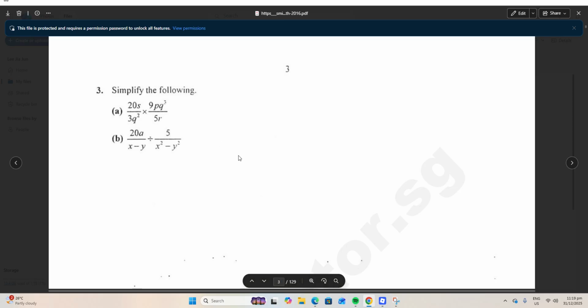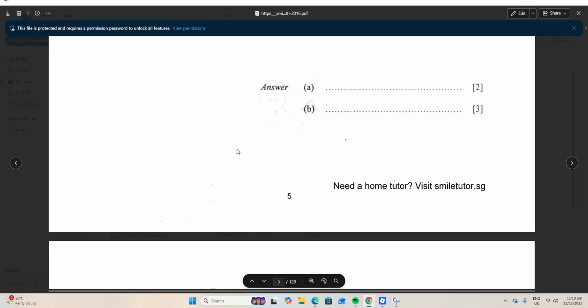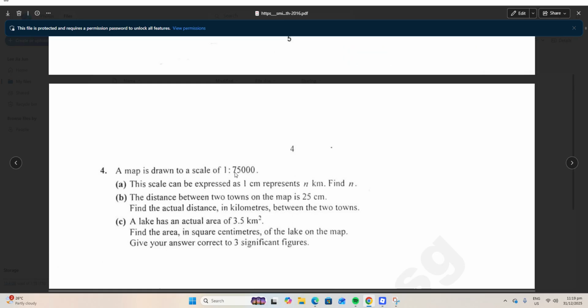Okay, let's take a look at the next question. Question 4. A map is drawn to scale of 1:75000. So remember, when you're doing scaling questions, the answer must be in the same unit.